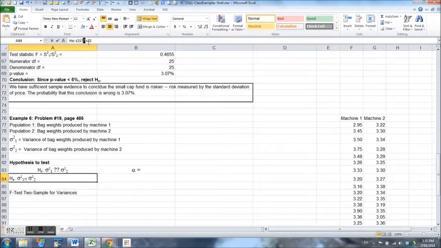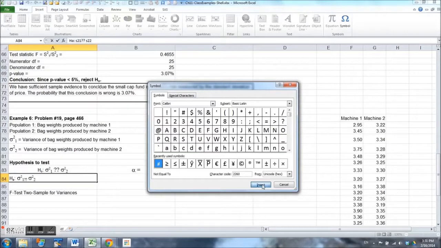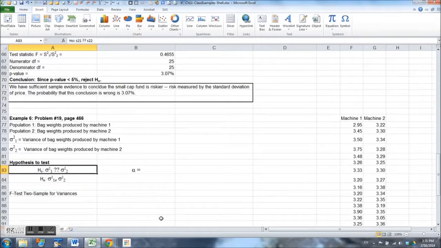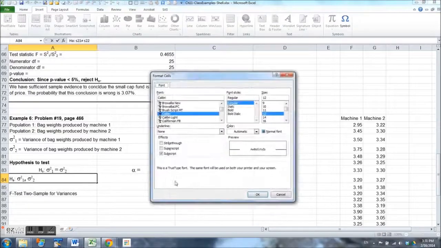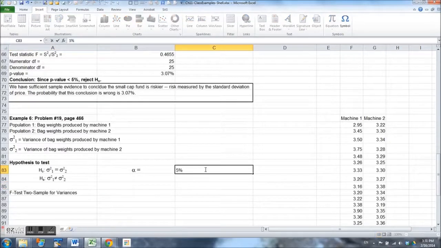And we want to test whether the two machines are producing of the same quality, and therefore the alternative is that they are not equal, which means the two are not the same, and that they are the same is the null hypothesis. And the alpha value in this case is 5%.